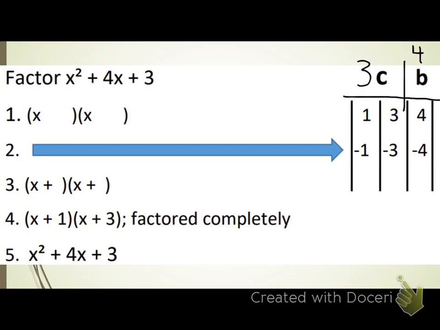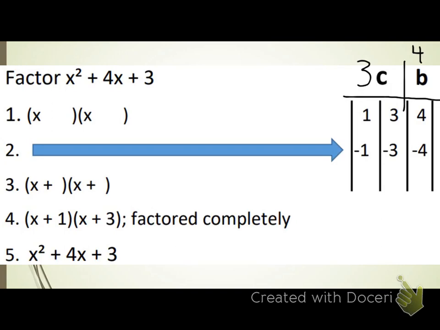Here's my b value. Here's my c value. Everyone got that? B is always going to be multiplied by x. C is going to be the number without the variable. So, in the T chart, we list out things that multiply to give me 3. So does everyone agree that 1 times 3 gives me 3? Yeah. And negative 1 times negative 3 gives me 3? Are there any others, or is that it?